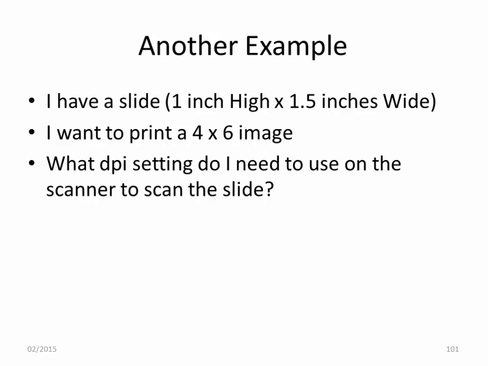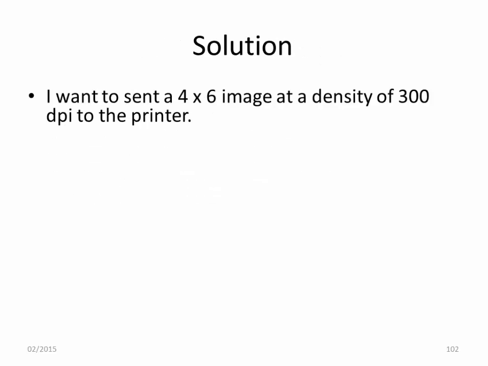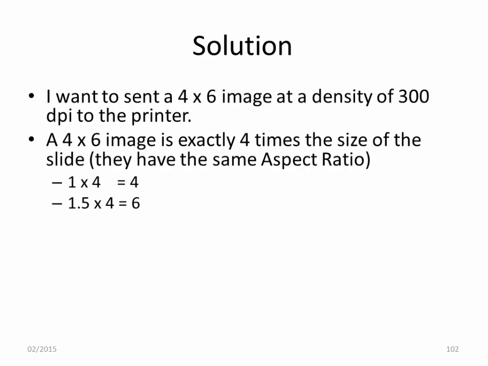All right, so I want a 4x6 image. I want 300 dots per inch effective when I send it to the printer. So it turns out the 4x6 format is exactly 4 times the size of the slide. The aspect ratio is identical. So I just know that it's going to be 4 times as large in all dimensions. So 4 times 1 is 4. 4 times 1.5 is 6. Aspect ratio is identical, so that's good.